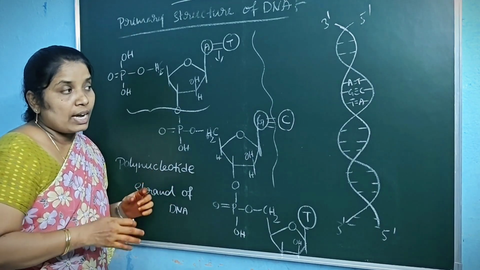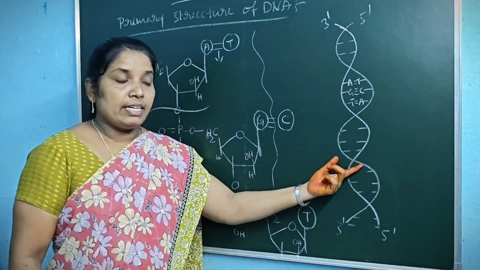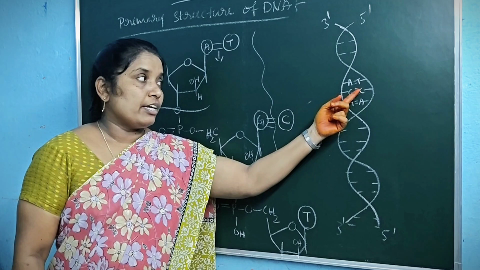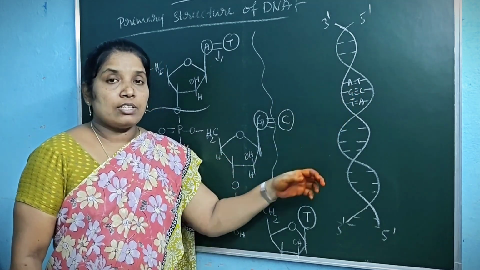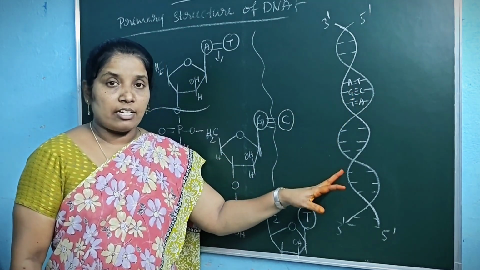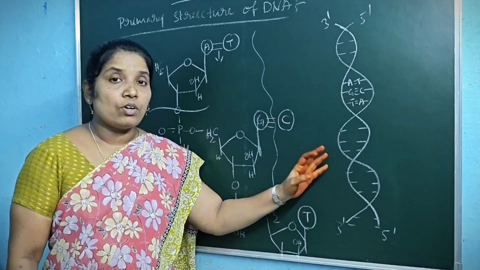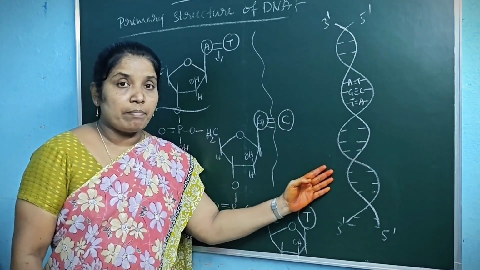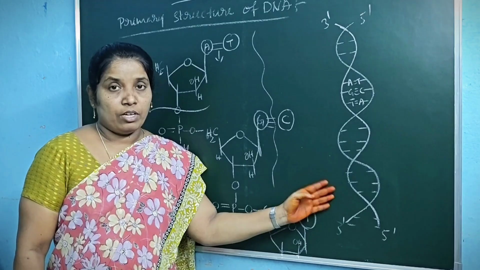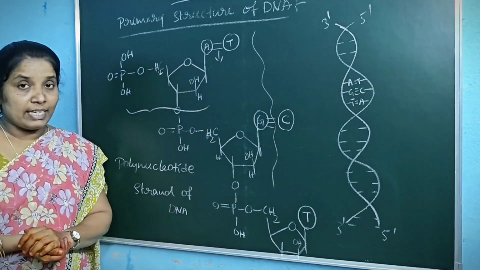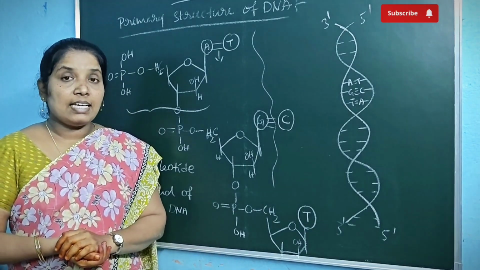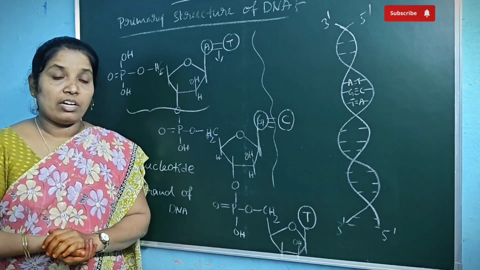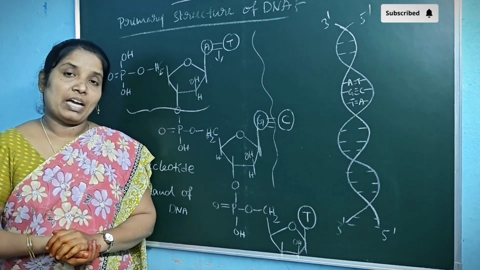So when the two strands of DNA come together, adenine always binds with thymine, whereas guanine always binds with cytosine, and vice versa. This is the complementary nature of DNA. In this way, the two strands bind together. Okay students, this is about the nucleic acids. Let's see the detailed structure and the Watson and Crick model of DNA in the next video. Thank you students.